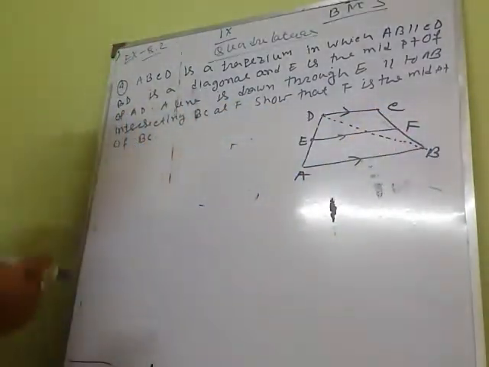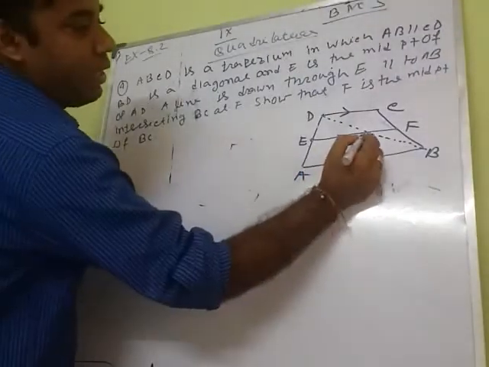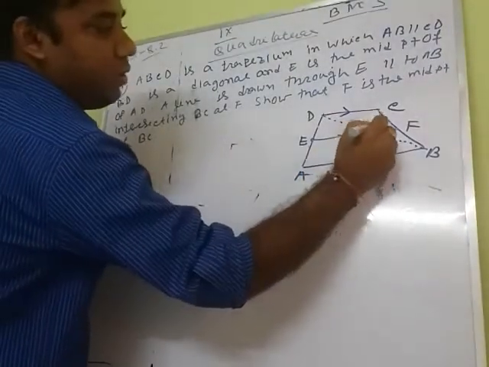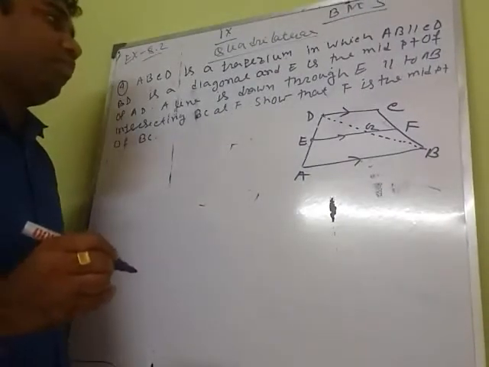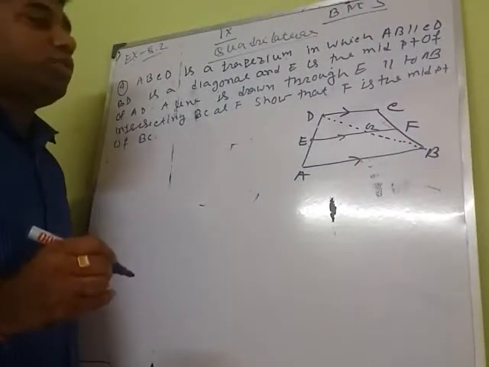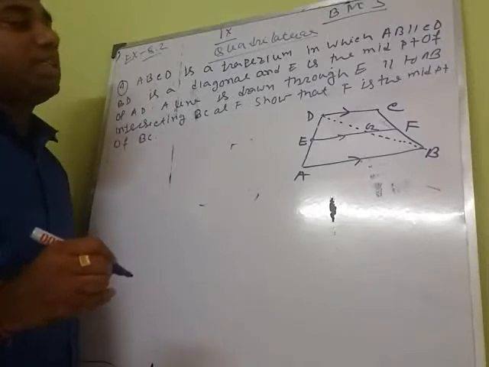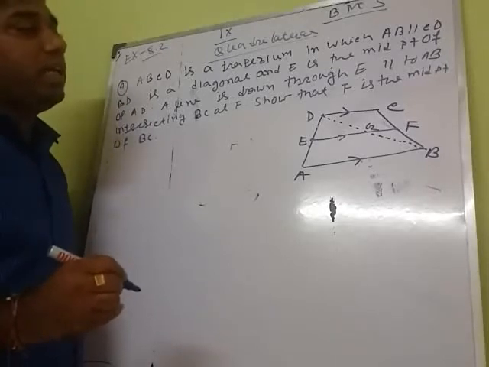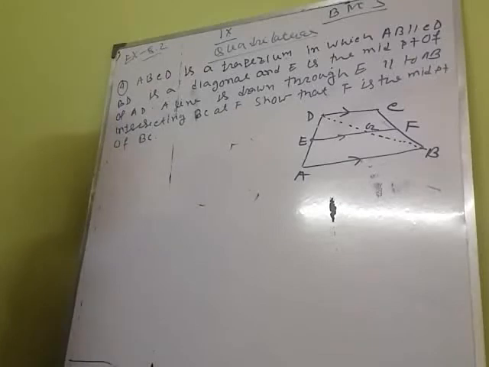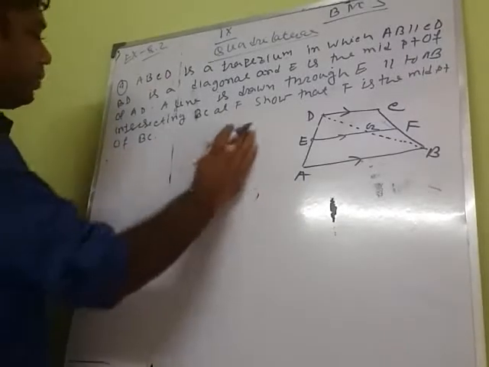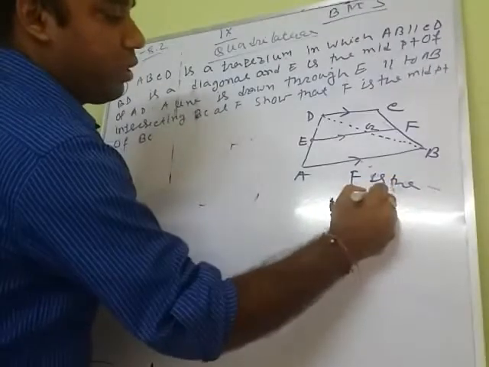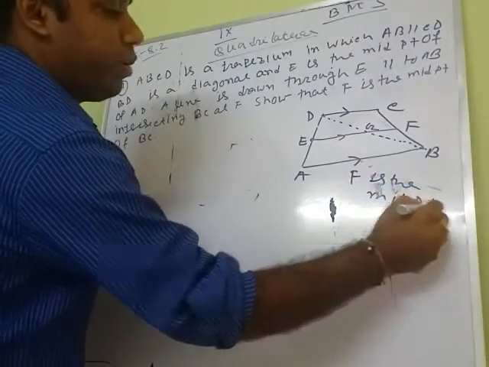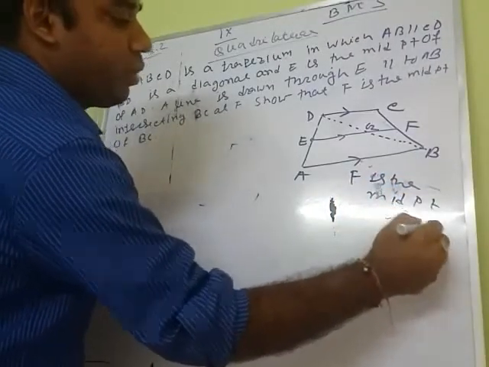Okay, and that line EF also intersects the diagonal. I am giving that point the name G. So the line segment drawn through E intersects the diagonal BD at G and BC at F. We have to prove that F is the midpoint of BC. This is our required proof.